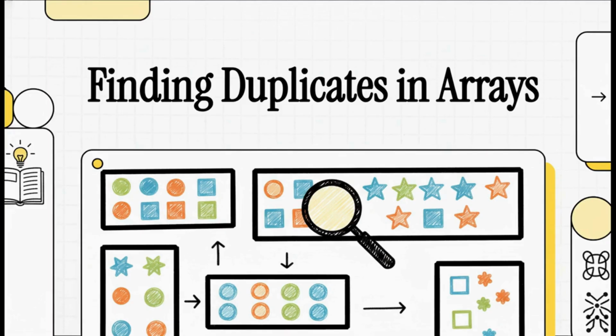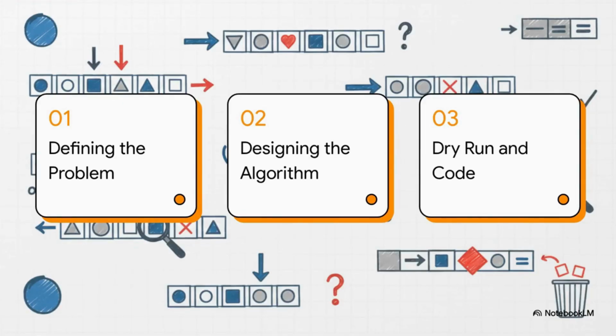Today, we're going to completely demystify a foundational computer science concept, finding duplicates in arrays. We're going to take this at a nice calm pace, so sit back, focus on the logic with me, and let's build this solution from the ground up together. Okay, let's dive into this. We are using a simple three-act method today. First, defining the problem. Second, designing the algorithm. And third, walking through a dry run and the actual code.